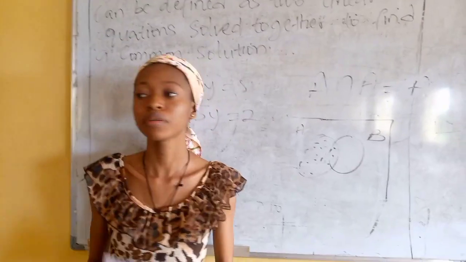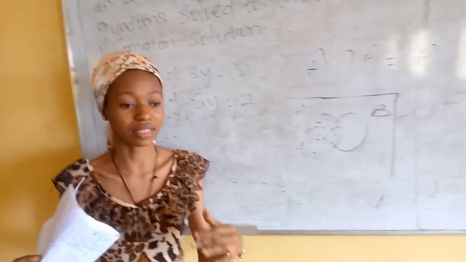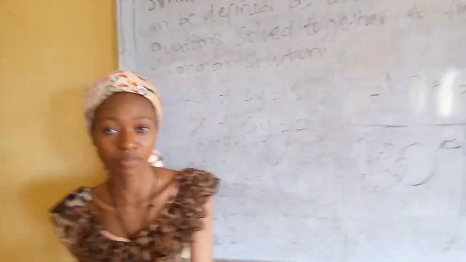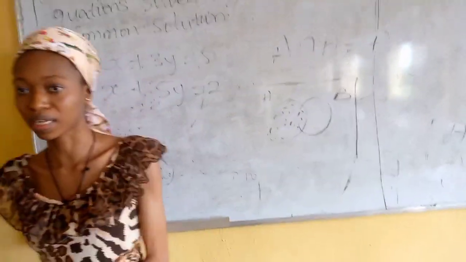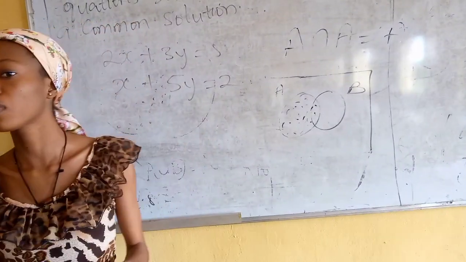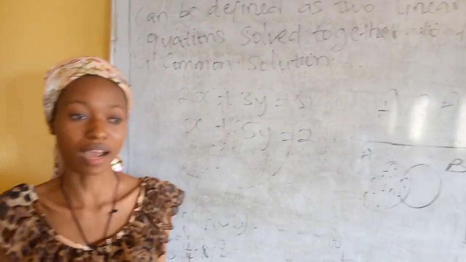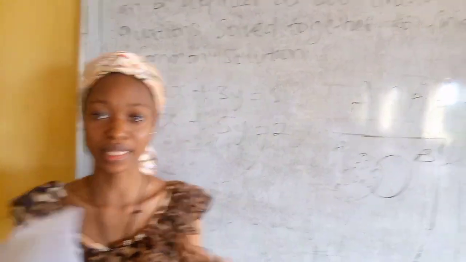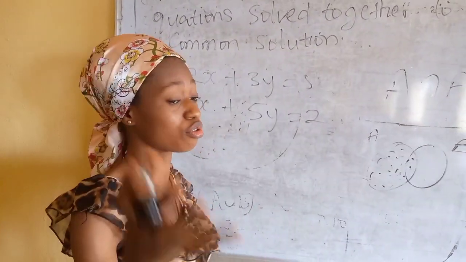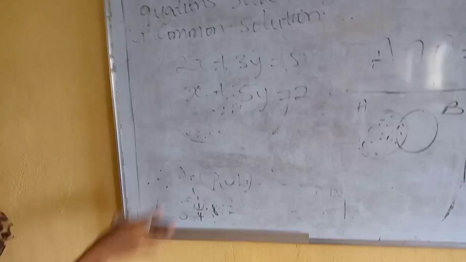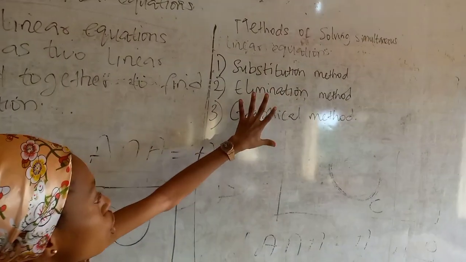The elimination method entails making the constants bearing one of the variables the same, so that you can eliminate it by addition or subtraction. Then the third one is the graphical method. This involves the use of a graph. Wherever the lines intersect, that is the solution to your simultaneous equations. Here are the methods of solving simultaneous linear equations.